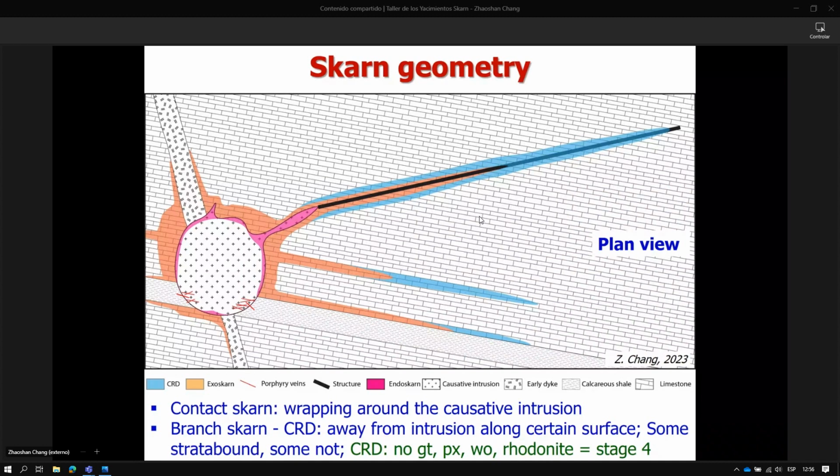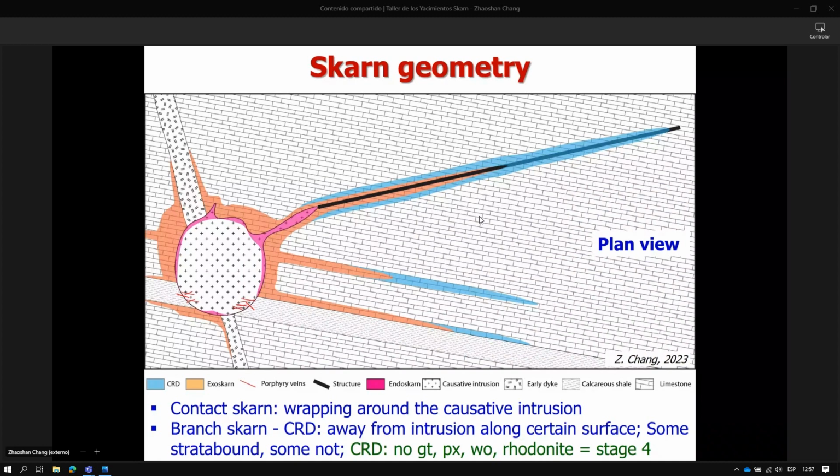And for the pattern here, the purple is endoskarn, the red is skarn itself, and the blue is CRD, carbonate replacement deposit. So that's the general pattern. The CRD is typically away from the intrusion, at different sites. You may also have a little bit of CRD in the contact skarn, but it is typically narrow and small. The major CRDs are away from the intrusion, in the branch skarns.